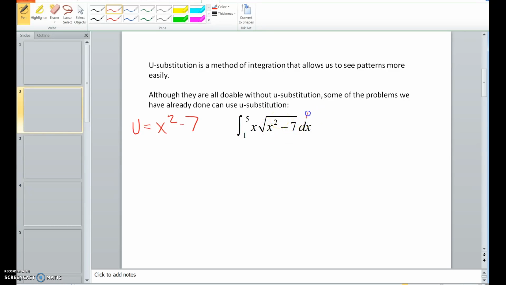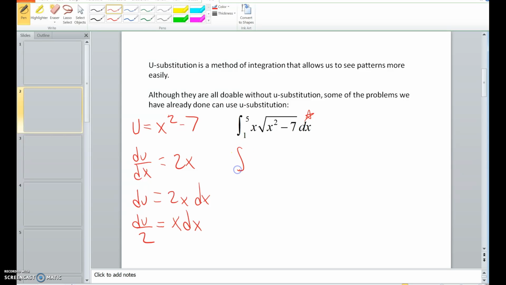I still need to figure out how to take care of this dx, because I need my new problem to be in terms of u, so I'm going to need a du and not a dx. Once I've decided what u should be equal to, I'm going to take the derivative. All right. And then I'm going to solve this for dx. I'm going to treat dx as if it can be multiplied over to the other side. And then x dx is equal to du over 2.